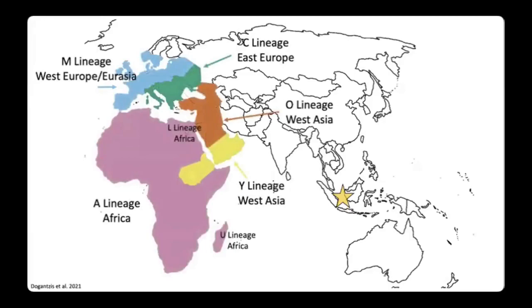Since their colonization, the species has diversified into upwards of 30 different subspecies that can be delineated into at least 5 genetically distinct evolutionary lineages. So this includes the M lineage found in Western Europe as well as parts of Asia, the C lineage found in Eastern Europe, the O and the Y lineage found in West Asia, and the A lineage found throughout Africa.